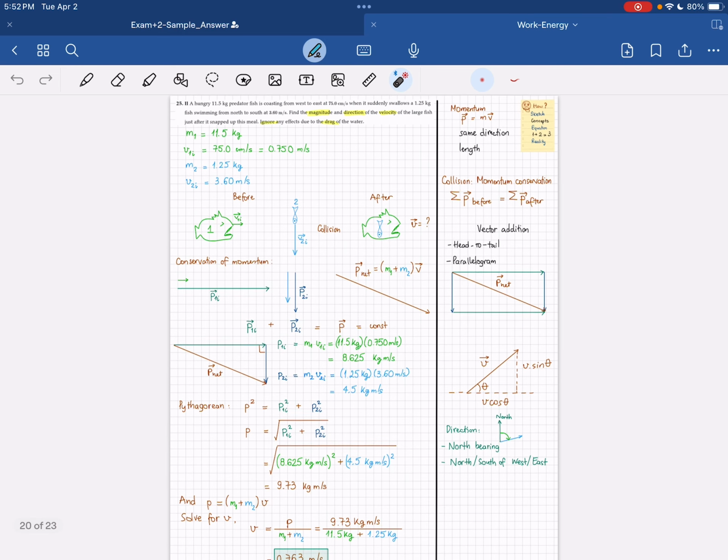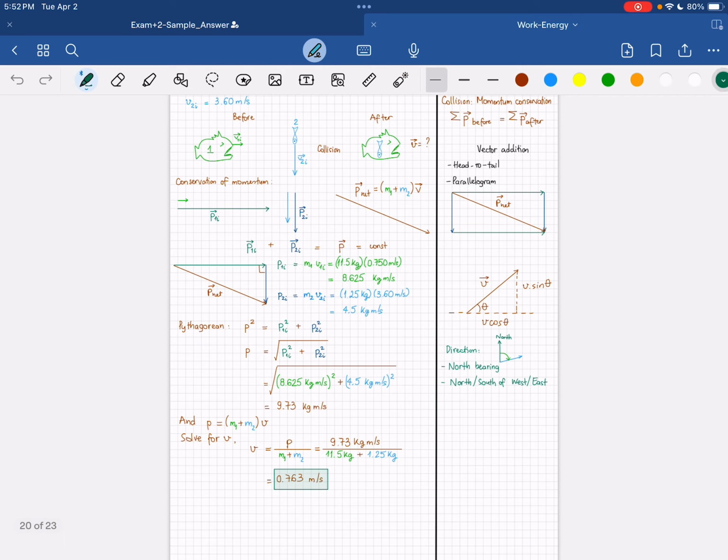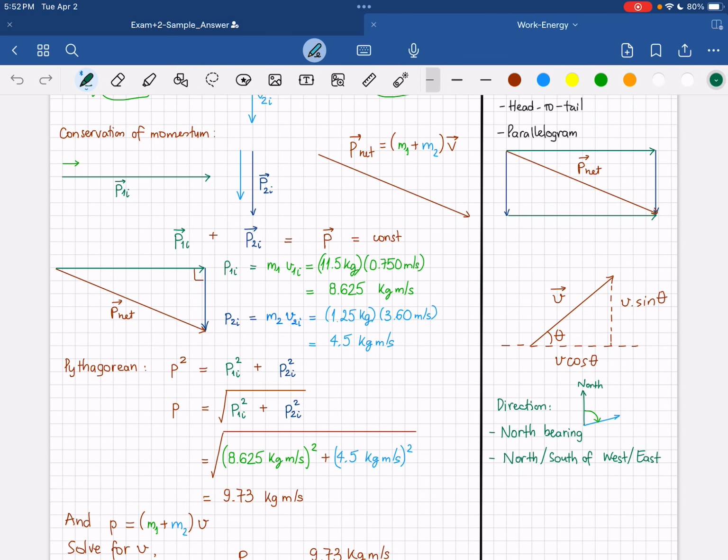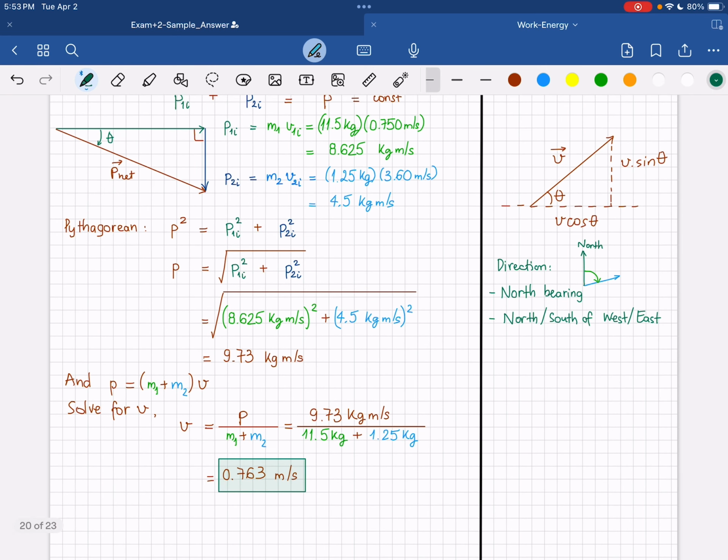Now what about the direction? In order to find the direction of this one, we should see what angle it makes with the horizontal. So in order to find this angle, how can we find the value of the tangent? Let's just apply the right triangle again. Then we can see that the tangent of that angle should equal the opposite side divided by the adjacent side, right? So then it should be p_2 over p_1.